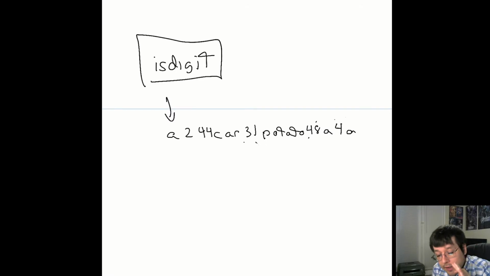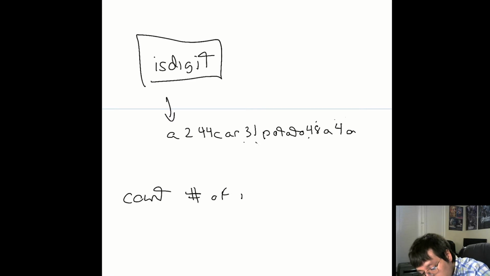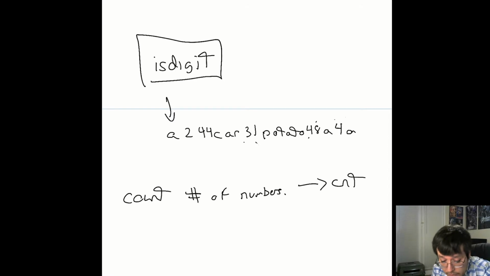The second thing is that we're trying to count how many of these things there are, so write that down. We need to count the number of numbers, how many of them there are, and we store them in a count. And we also need to add them together so that we can do the average later on. So we need to sum them together.